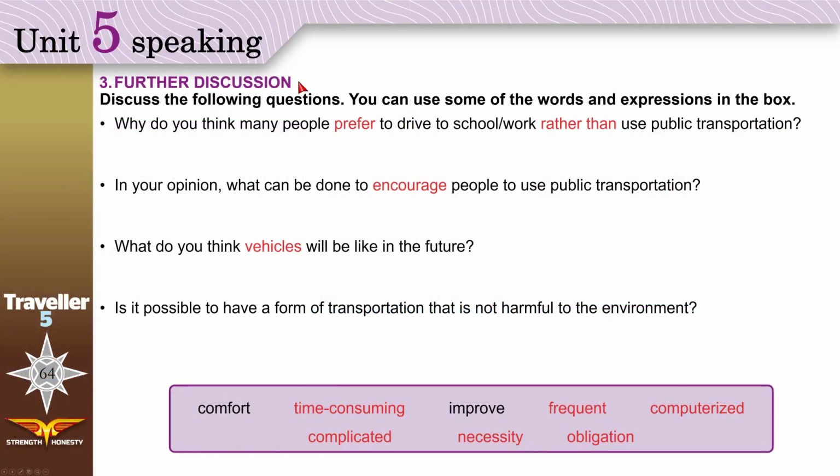Now, further discussion. Discuss the following questions. You can use some of the words and expressions in the box. Comfort. Time consuming, it uses a lot of time, it needs a lot of time. Improve. Frequent, it happens a lot. Computerized, computerized means it uses a computer to run. Complicated, it's not simple. Necessity, how important something is.